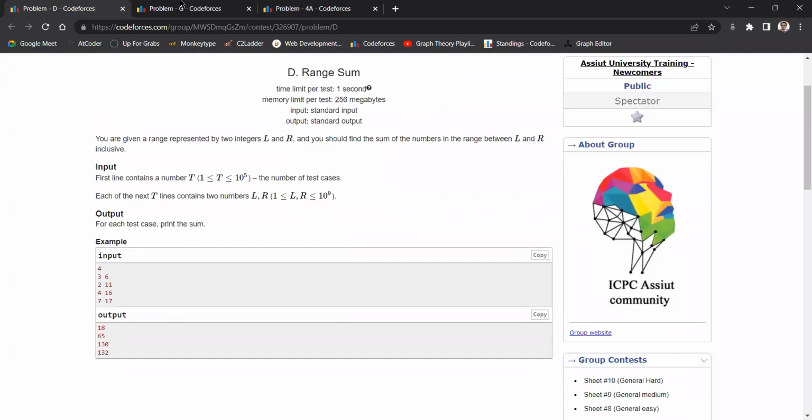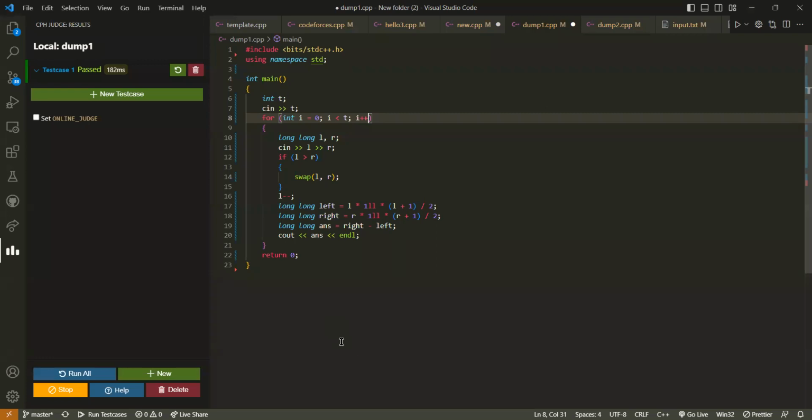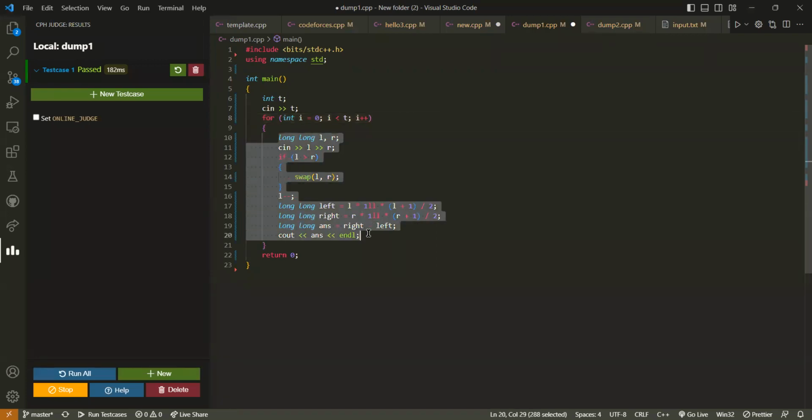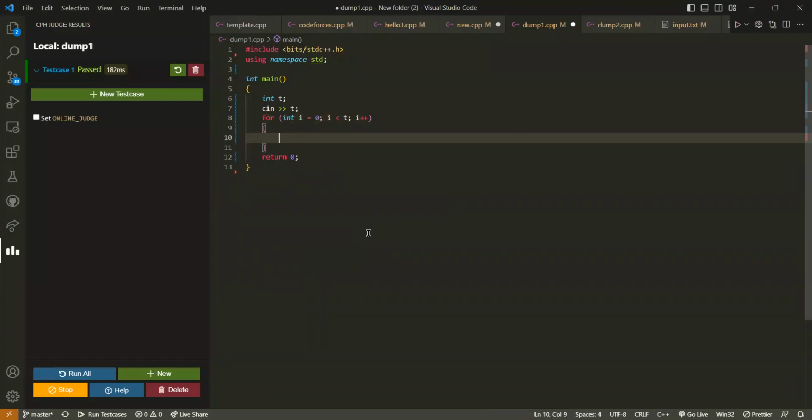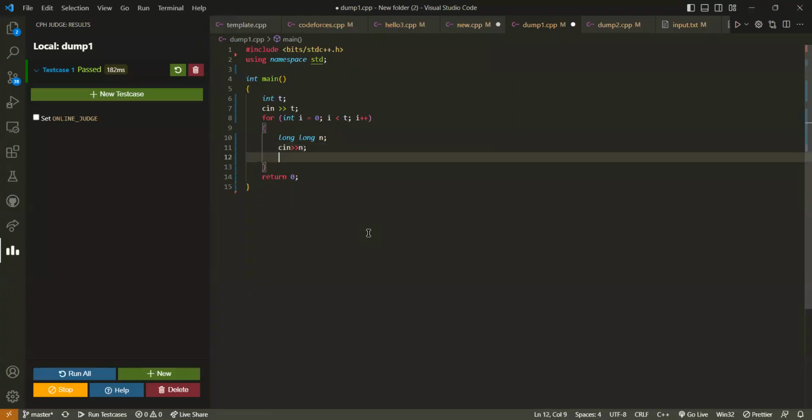Okay. So the next problem is summation from 1 to n. Given n, print the summation of numbers between 1 to n. So this problem is same as the previous problem. Sir, while we were using the while loop, there was t minus minus. So will that stop when t's value is equal to 0? Yes, that will stop when t value is equal to 0. Okay.